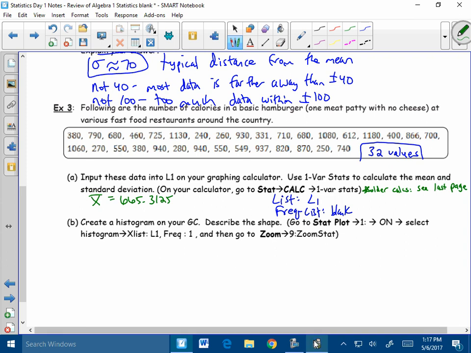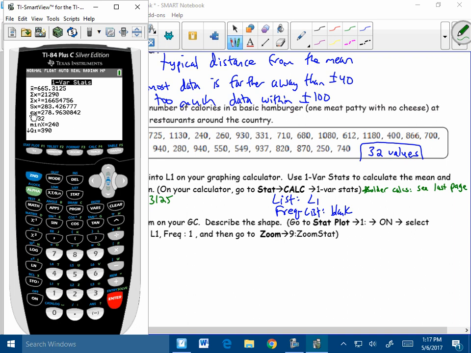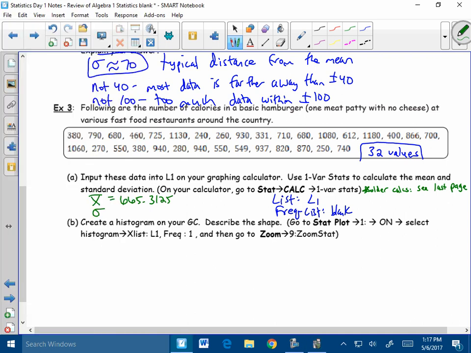Then I want to find the standard deviation. Standard deviation is the little sigma, so there it is right there: 278.963. So sigma x is equal to 278.963.